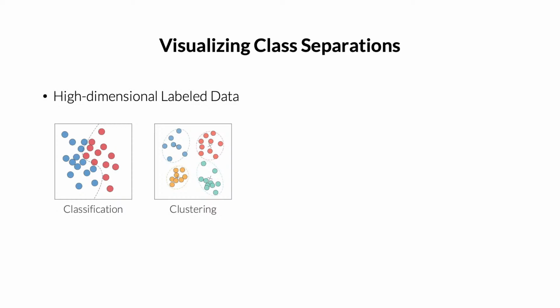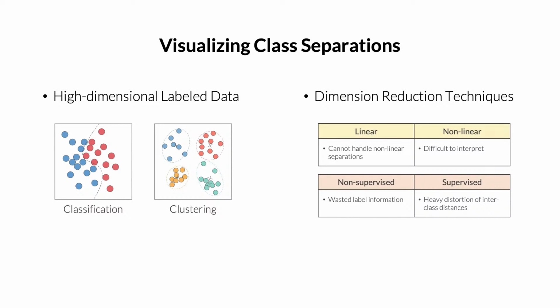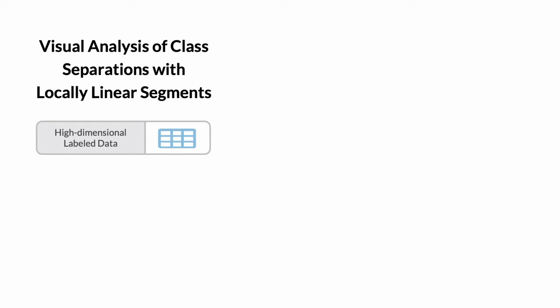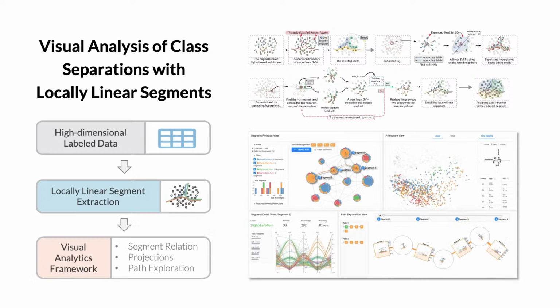Visualizing class separations is used in applications such as classification and clustering. However, many dimension reduction techniques are limited due to the issues of separability and interpretability. We propose a visual analytics framework to support the exploration of nonlinear complex separation structures with the power of locally linear separations.